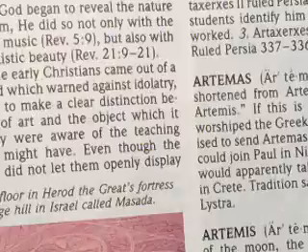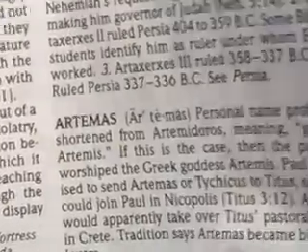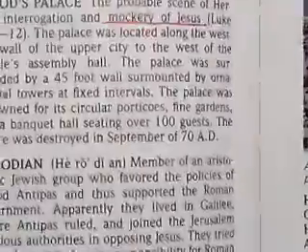So what's going to be the significance? Well, the significance is Herod. What is the connection here? Let's find out what a Herodian is.